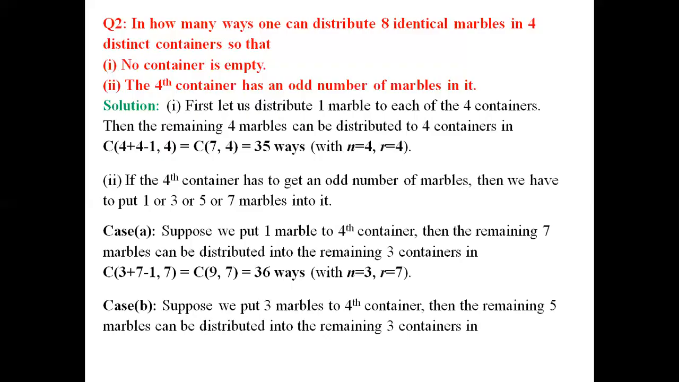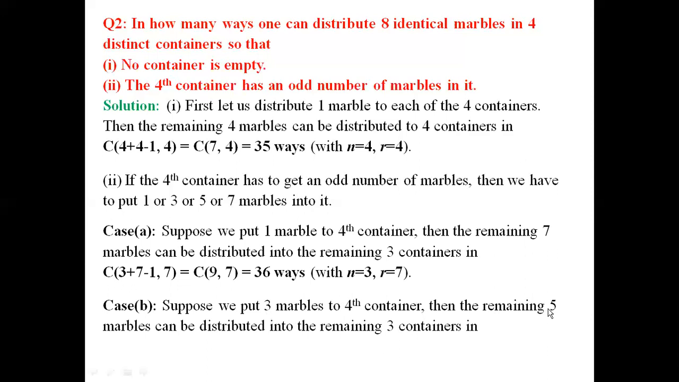Now going on to the second case, that is case B. Suppose we put 3 marbles into the fourth container. We are talking about putting an odd number of marbles into the fourth container, so in the second case we assume that we are distributing 3 marbles to the fourth container. Then the remaining 5 marbles can be distributed to the remaining 3 containers. The fourth container has a restriction: it has to contain only 3 marbles in it, an odd number. So compulsorily we take 3 marbles only.